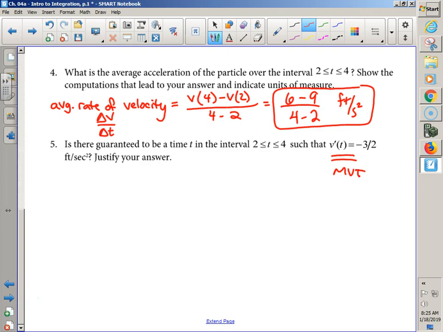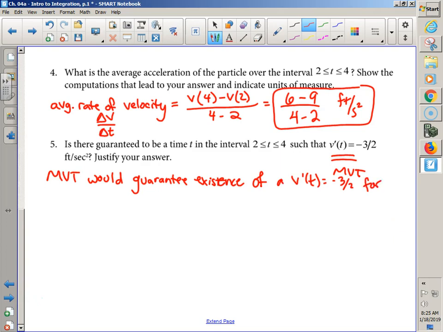MVT would guarantee the existence. Wow, the existence. E-N-C-E? Or A-N-C-E? E, right? I don't know why I second guessed myself. I'm coming down with something. Okay. We can guarantee the existence of v prime of t.